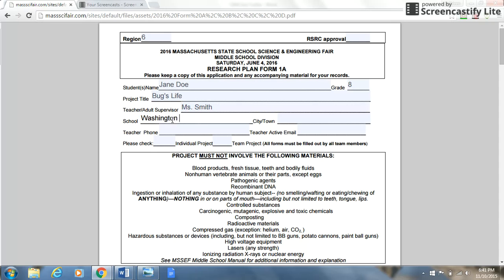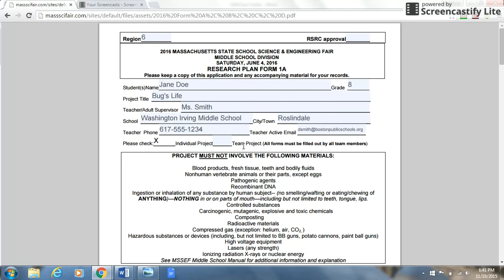Next, the school name and the section of Boston. There's a place here for the teacher phone number. Please use the Boston Public Schools phone number and the Boston Public Schools email. Please check here if this is an individual project or if this is a team project.